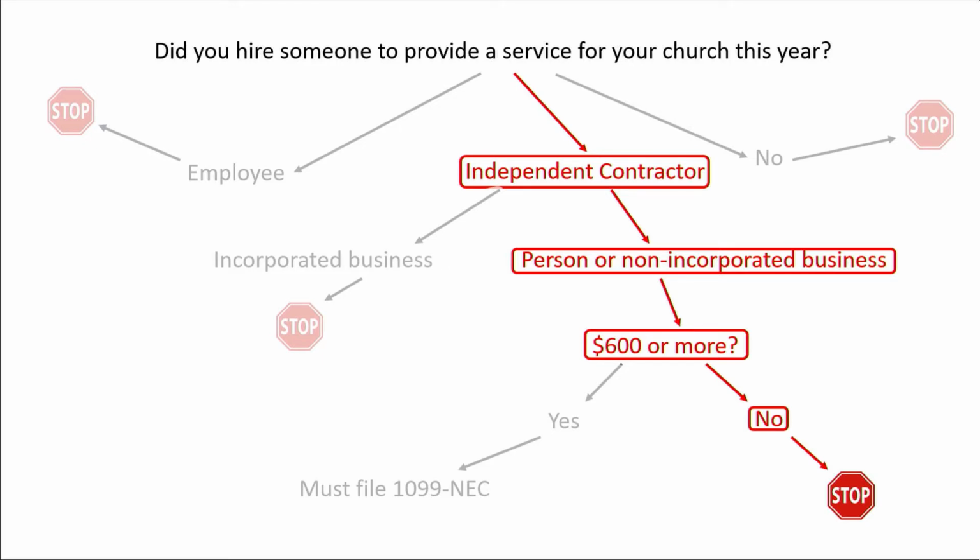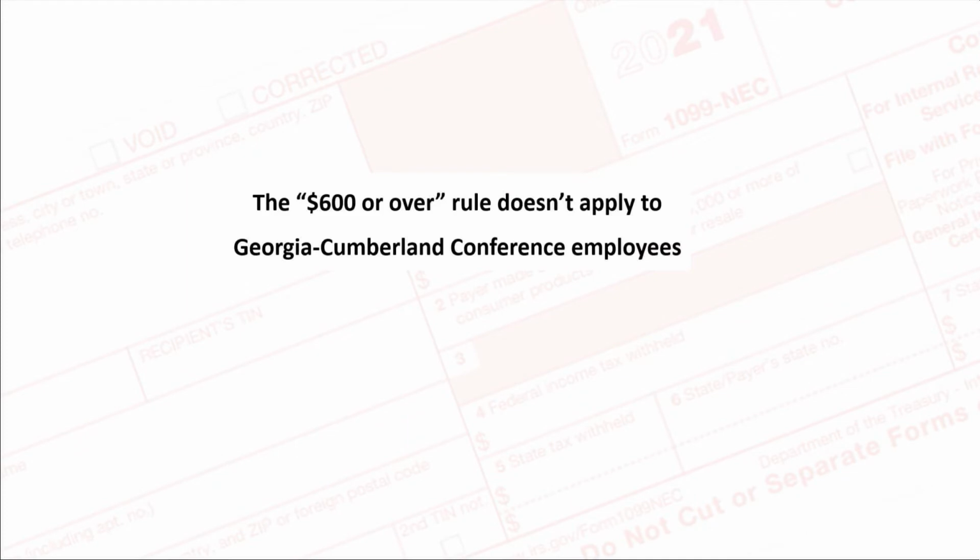The exception is this. The $600 or over rule doesn't apply to Georgia-Cumberland Conference employees. If your church gave financial assistance or a gift of any amount to your pastor, teacher, or other church employee, including someone on local payroll, a Form 1099 NEC must be issued to that church employee for the amount of that gift or payment.